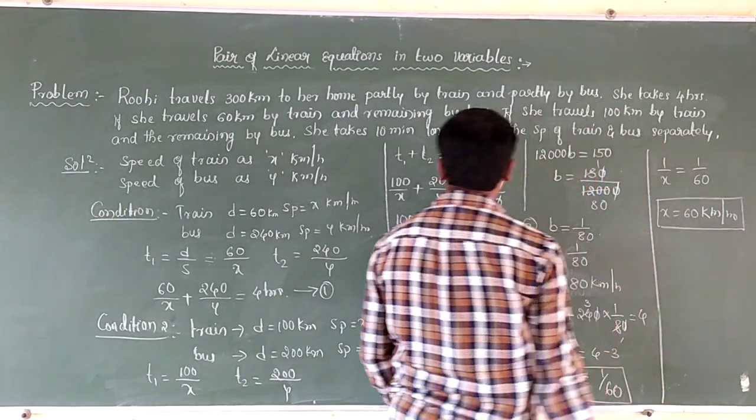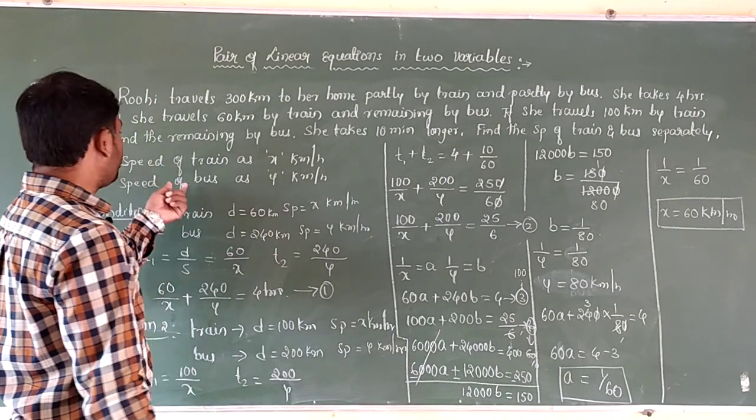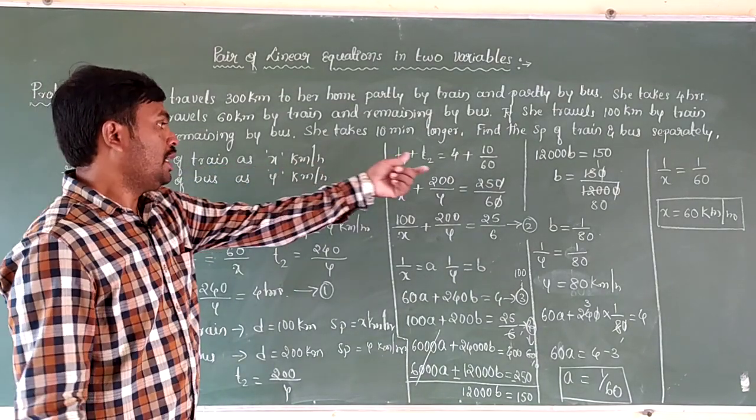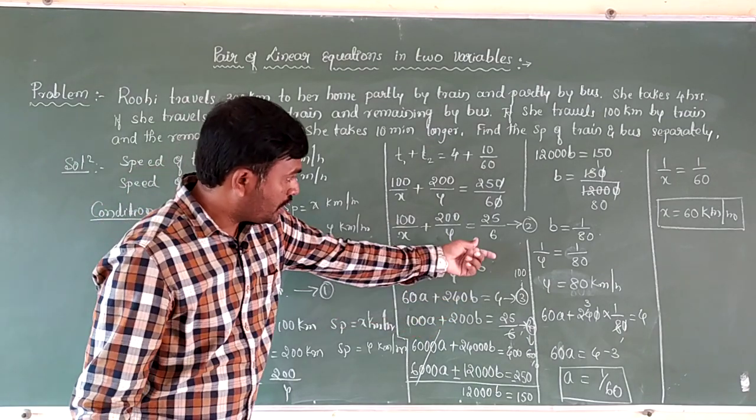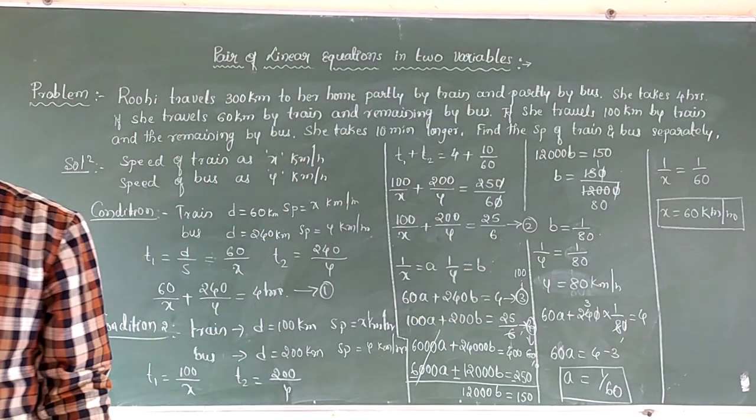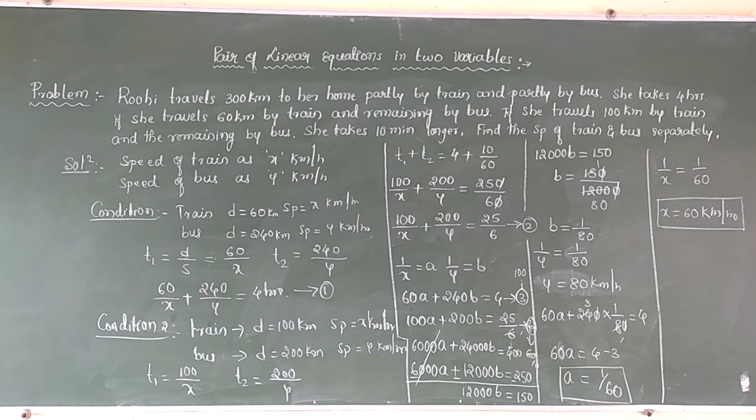So the train travels with a speed of 60 kilometers per hour, and by bus how much is it? 80 kilometers per hour, children. This is how we can solve the problems using a pair of linear equations by reducing them to standard form. Thank you.